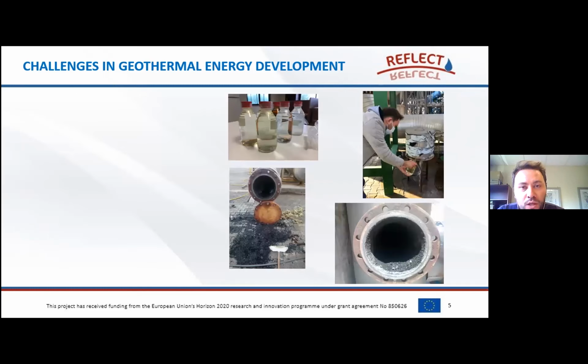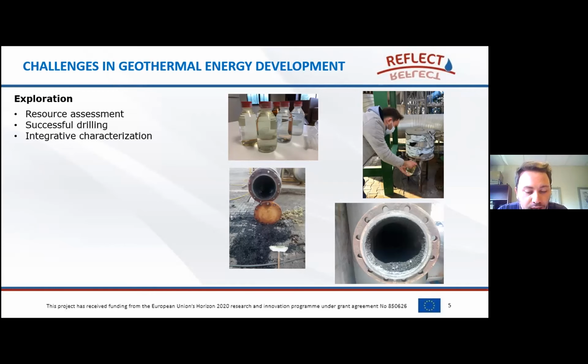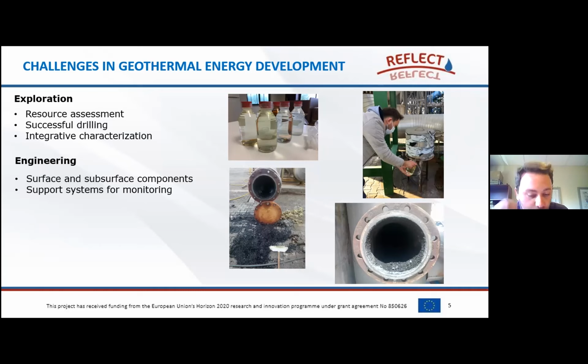Among these chemical problems, scaling and corrosion are the most well-known. Difficulties encountered in geothermal power plants may also occur during the exploration phase, but challenges during exploration can be minimized with proper resource management, successful drilling, and collaborative working of engineers and site officials. The challenges that occur during the engineering part can also be minimized by the selection of appropriate surface and subsurface equipment and the use of monitoring wells to monitor the production and reinjection wells also.